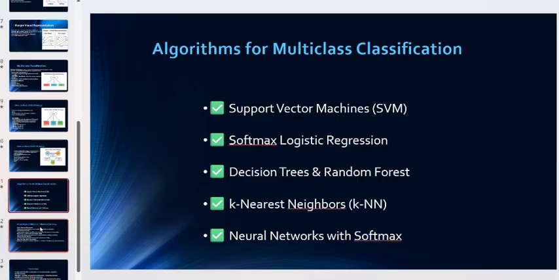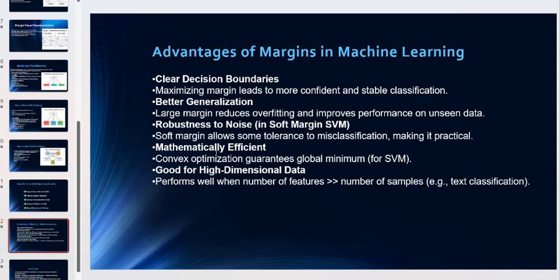And then the advantages of margin in machine learning. Margin helps the model in many ways. First is clear decision boundaries. Maximizing the margin leads to more confidence and then better generalization to new data. A large margin reduces overfitting and improves the performance on unseen data or new data.